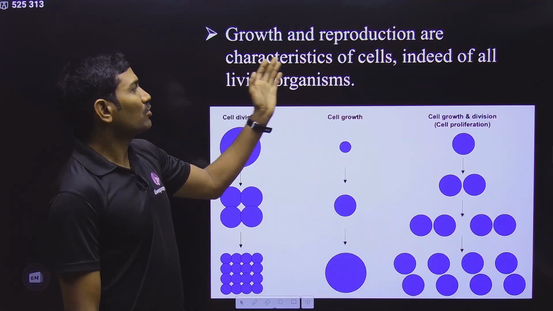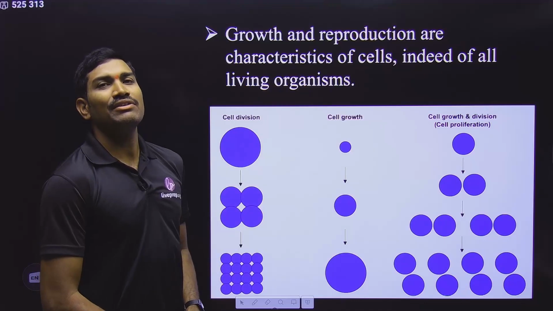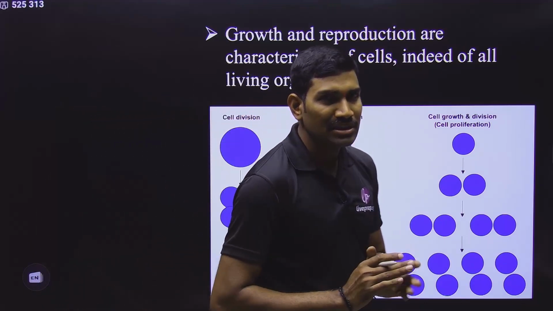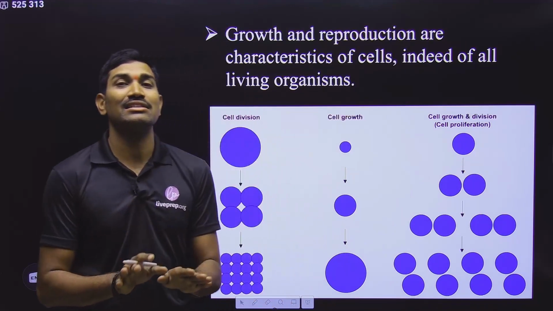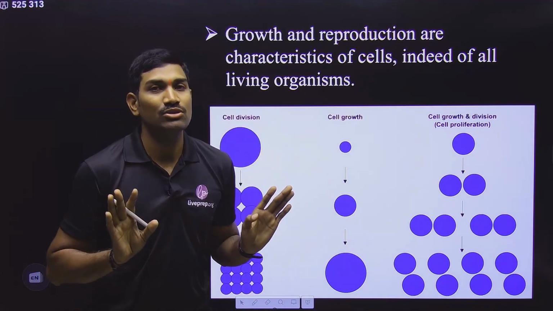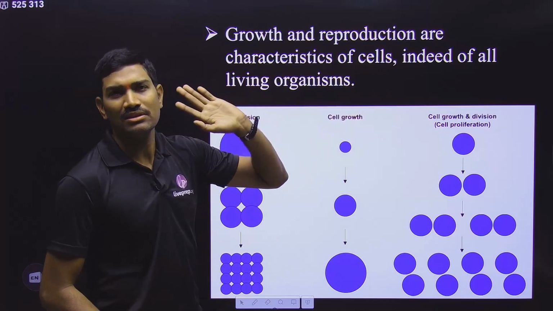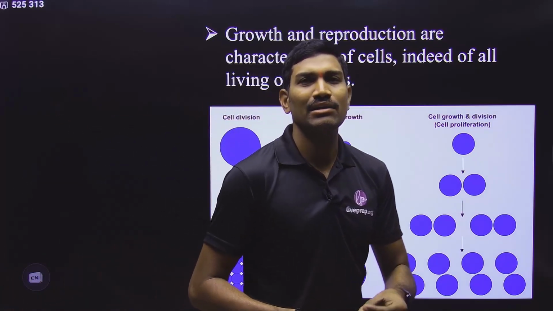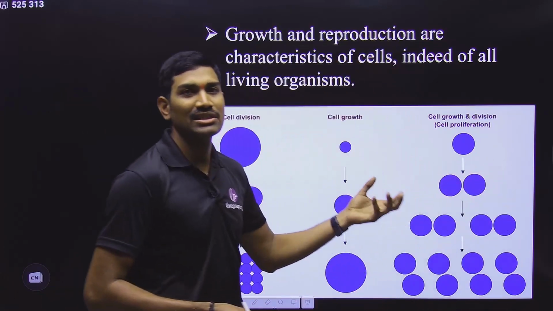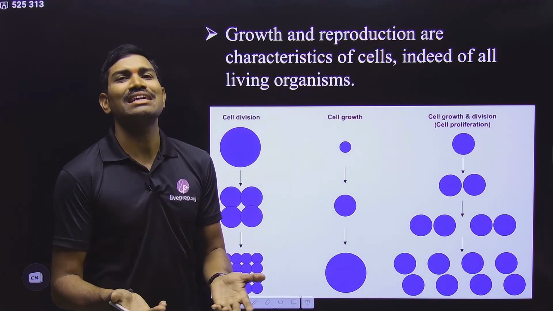Next one, growth and reproduction are characteristics of the cells, indeed of all living organisms. There are some exceptions to this sentence, and you will study these under the chapter called Living World. Here I don't want to tell all those things, so we are simply following this sentence. Cells are able to grow in size and they are able to divide. Reproduction with respect to cells is nothing but cell division.